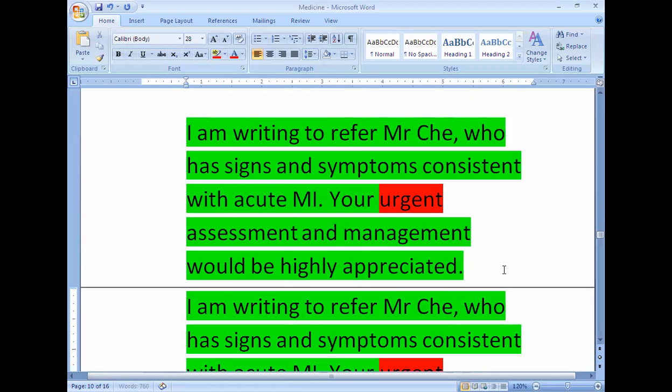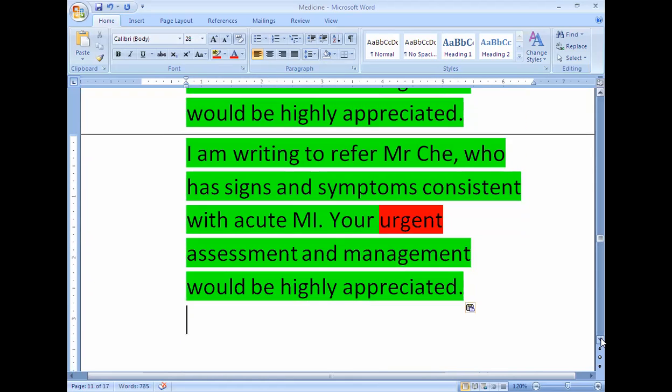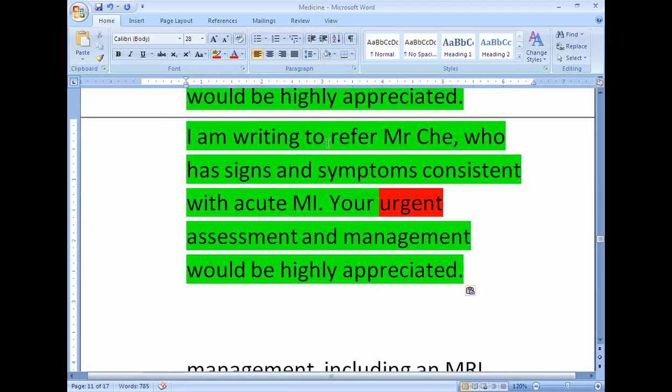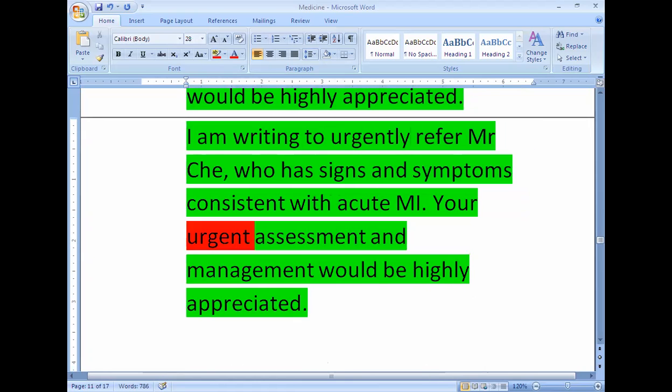But there are some people who need an A grade. If they need an A grade, then they are going to write "urgently" here and "urgent" here. I have written to urgently refer Mr. Che, who has signs and symptoms consistent with acute MI. Your urgent assessment and management would be highly appreciated, because they want an A grade.